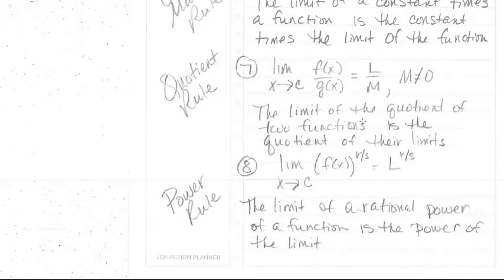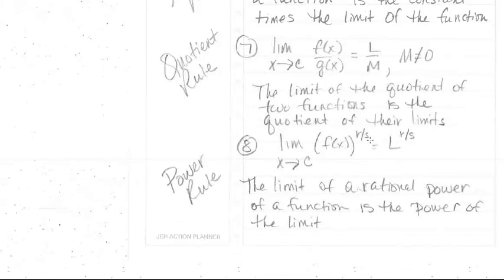The last one is the power rule, and there's a whole bunch of stuff in the rule that says r and s have to be real numbers and so on. We're just going to assume at this point that everything we put into these is valid. So in this one, the limit as x approaches some number of a function to a power is the same as finding the limit of that function and then just taking that to the power. So the power doesn't have to throw us off on those. We can just find the limit of the function and take it to the power as well. So when we say the limit of a rational power of a function is the power of the limit. So that's it. Those are the 8 basic rules of limits.